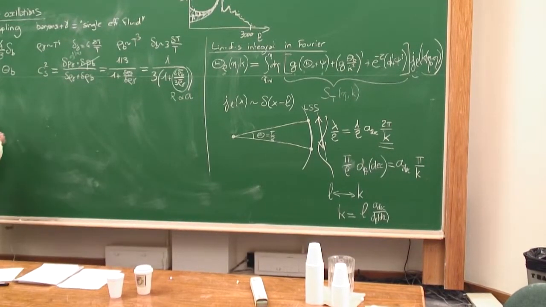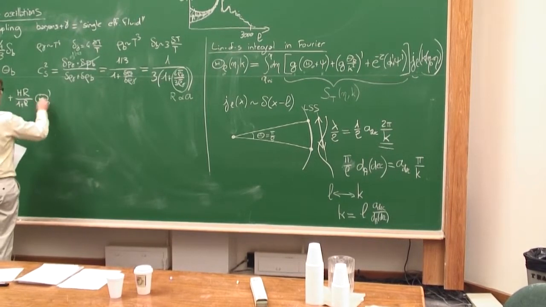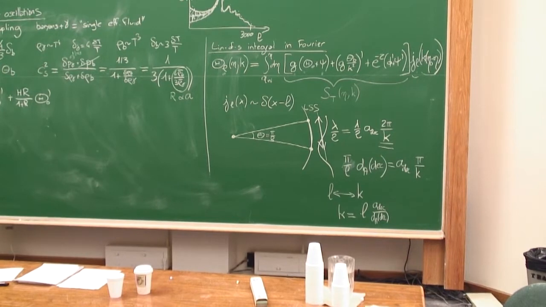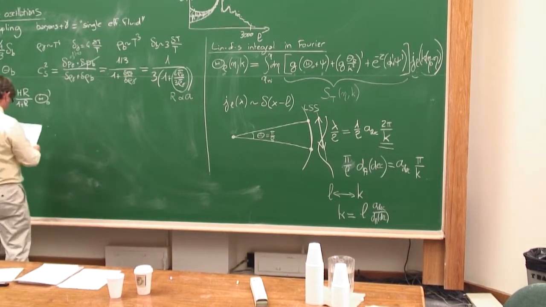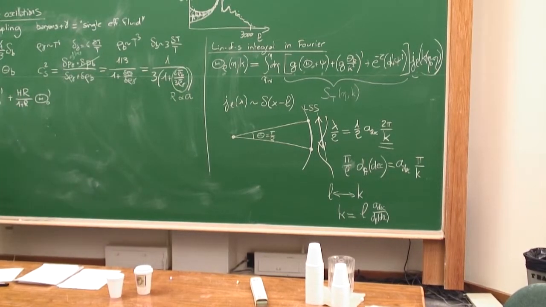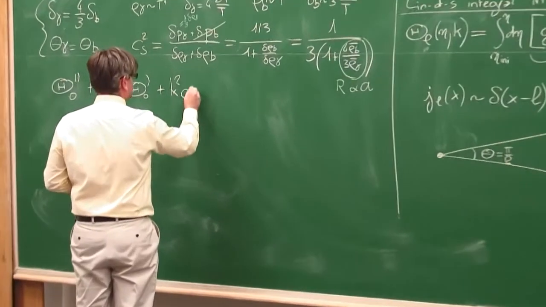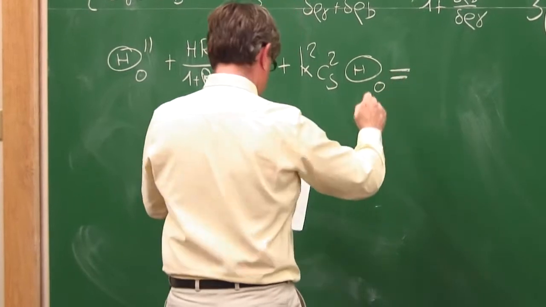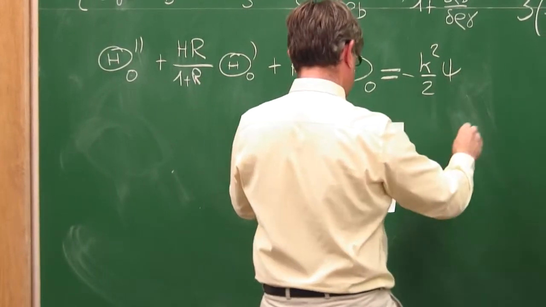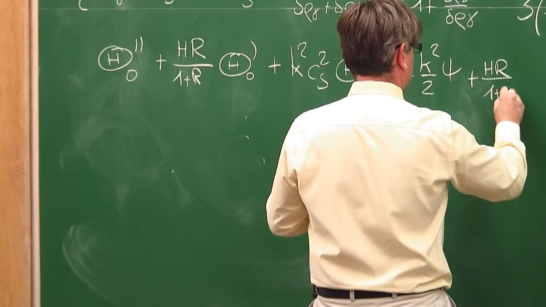So now, my master equation is theta 0. Remember, this is a monopole. Theta 0 prime prime plus HR over 1 plus R theta 0 prime. This starts like a standard equation of diffusion where energy is conserved. Not surprising. No, sorry, I'm mixing up with another equation. No, it's not an equation of diffusion. It starts like the equation of a harmonic oscillator. And you will see that we can push the analogy. Plus k square cs square theta 0 is equal to this times this function of the metric.